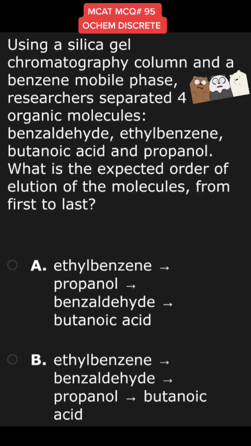Moving on to benzaldehyde. This has a small amount of H bonds, so it will be a little bit more polar than ethylbenzene. And since it's a little bit more polar, it's going to interact with silica gel a little bit more, so it's going to be retained a little bit longer, so this will be slightly slower than ethylbenzene. So now if we look at the structure of propanol, propanol has OH bonds which are more polar than just hydrogen bonds. So since OH bonds are more polar, that means they will interact with silica gel once again a little bit more, and they will elute later.